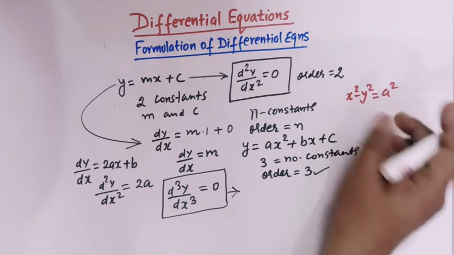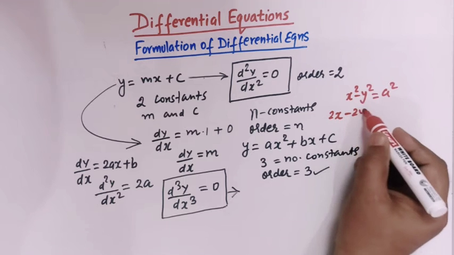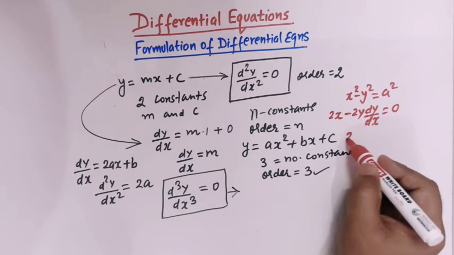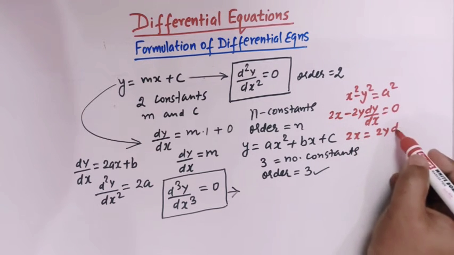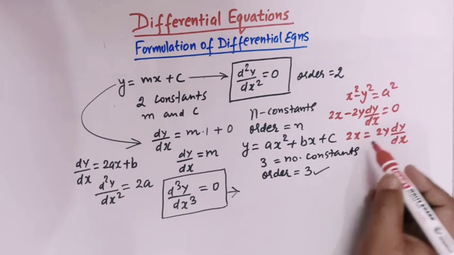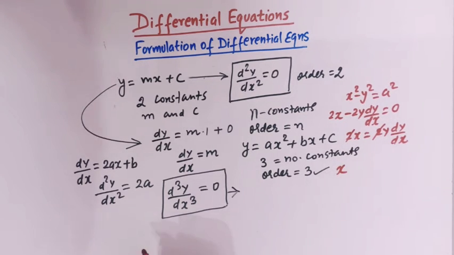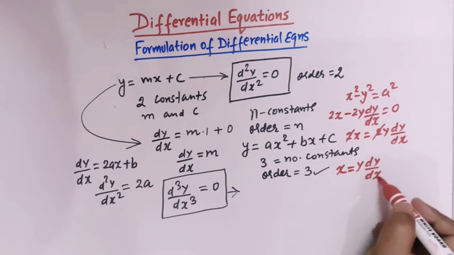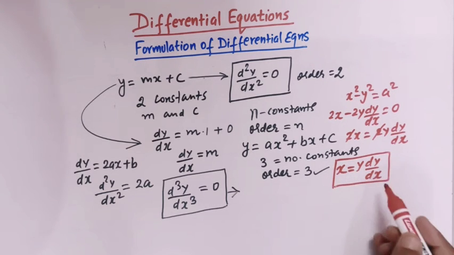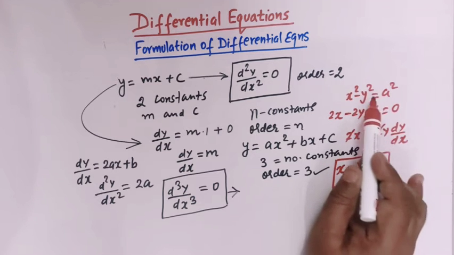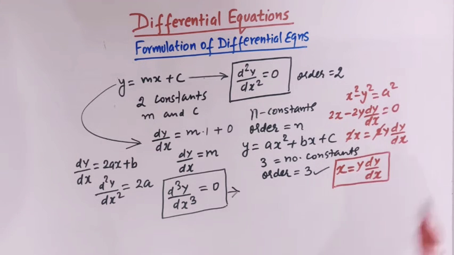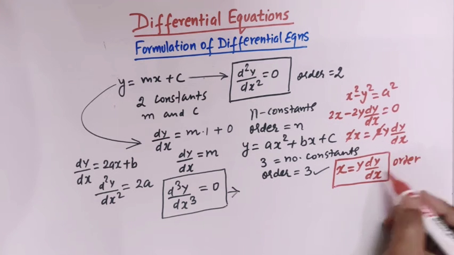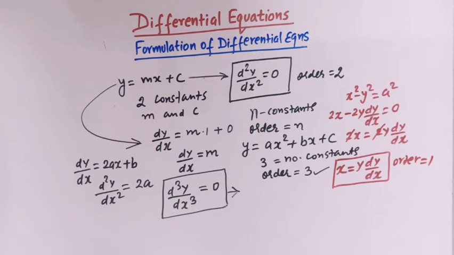So let us differentiate this equation. We'll get 2x minus 2y dy over dx is equal to 0. If you simplify it, we get 2x is equal to 2y dy over dx. So this 2 and 2 get cancelled, so we have x equal to y times dy over dx. So this is the differential equation corresponding to this family of curves. Here we have only one arbitrary constant, so the order of the differential equation is equal to 1, right?